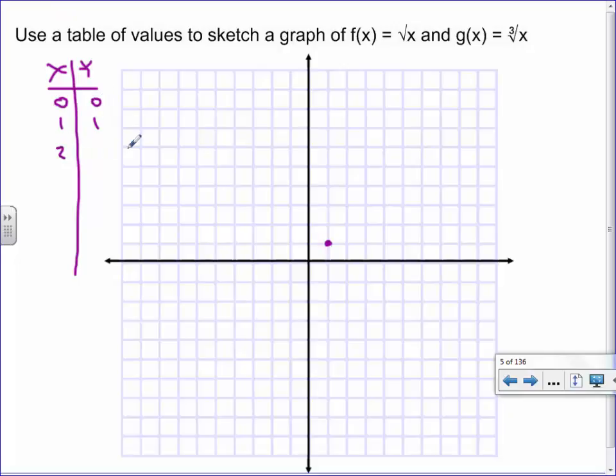Now, some kids might want to pick 2 here. And 2's not wrong, but does 2 square root nicely? Okay, what's the next reasonable number I should pick? Yeah, 4 makes sense, because 4 square roots to 2. So as I fill in my graph here, 4 gives 2. The next reasonable number you should probably pick is 9, because 9 square roots to 3. There, that's the rough shape of this graph.